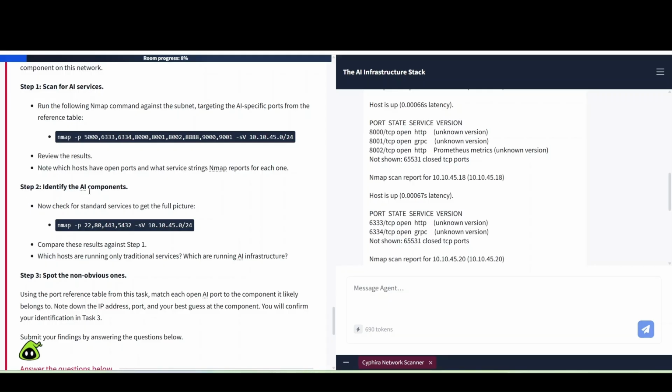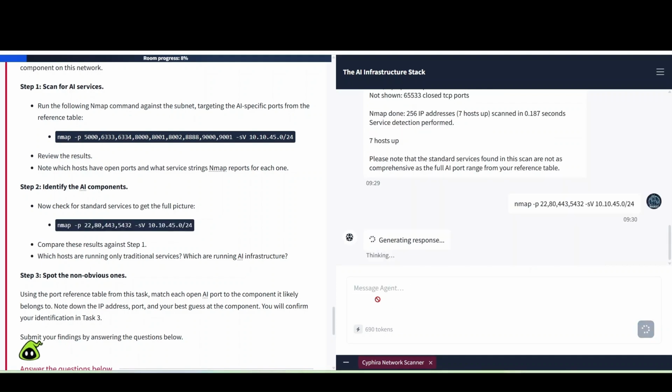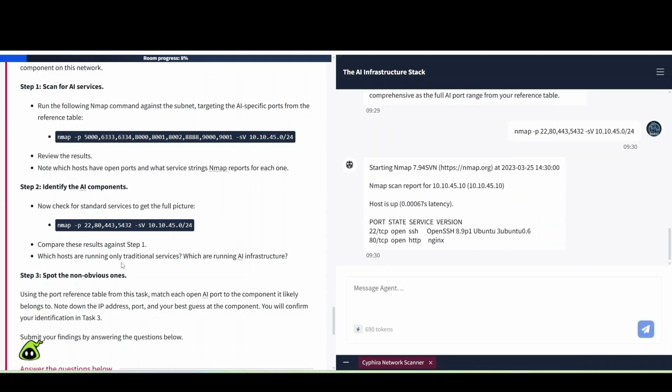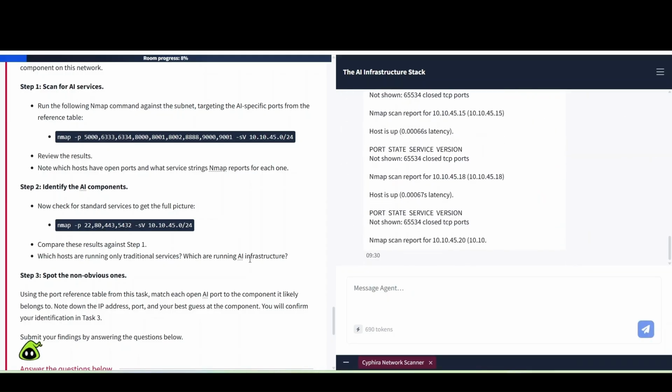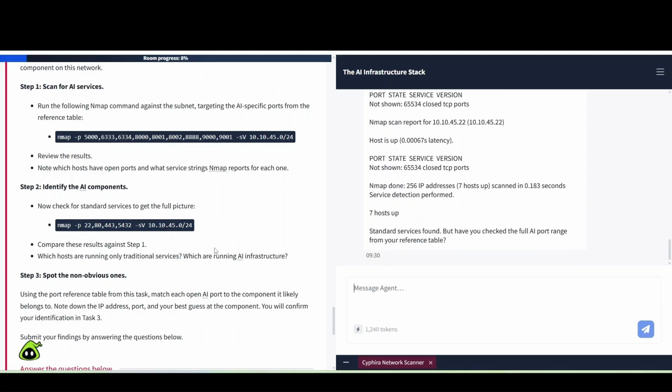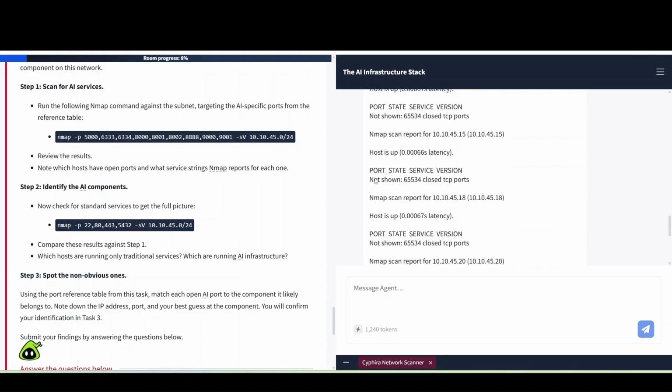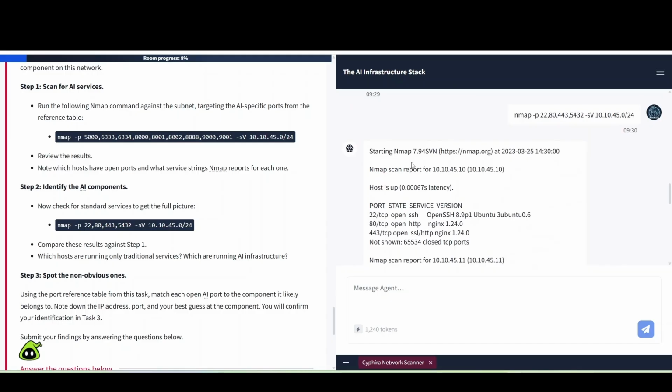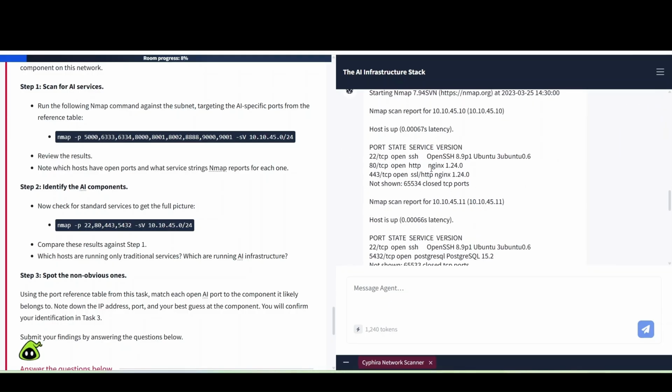Step number 2, identify the AI components. Now check for standard services to get the full picture, and let's do that here. Compare these results against step 1. Which hosts are running only traditional services, and which are running AI infrastructure? Have you checked the full AI port range from your reference table? Nice. We can see other results here for this one as well.